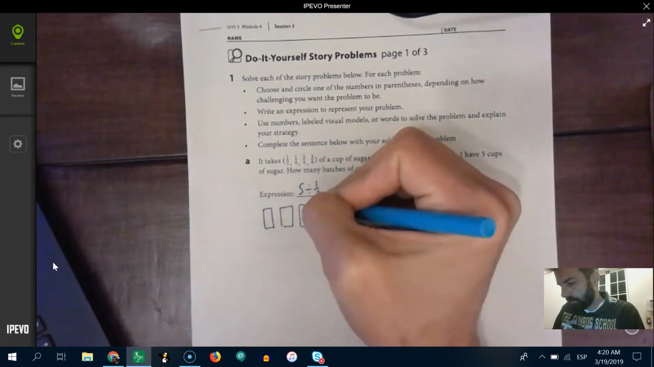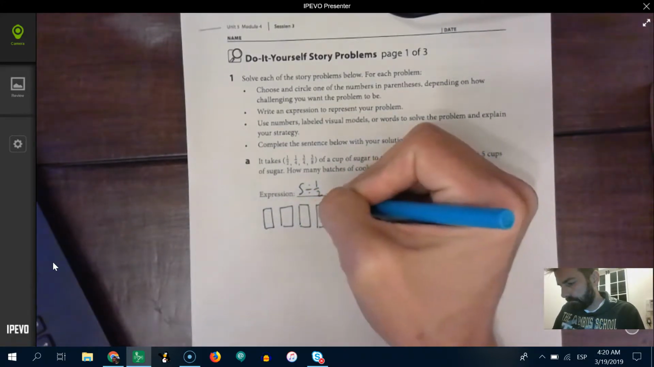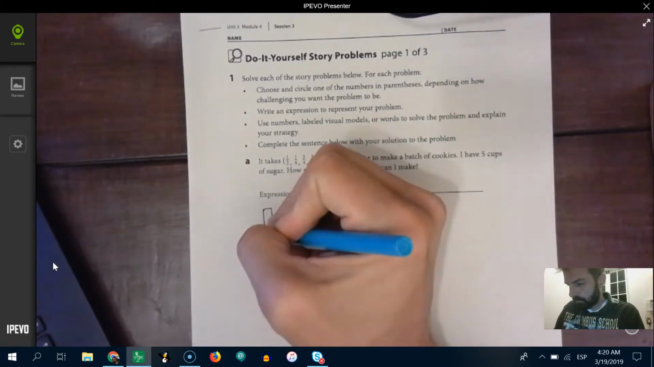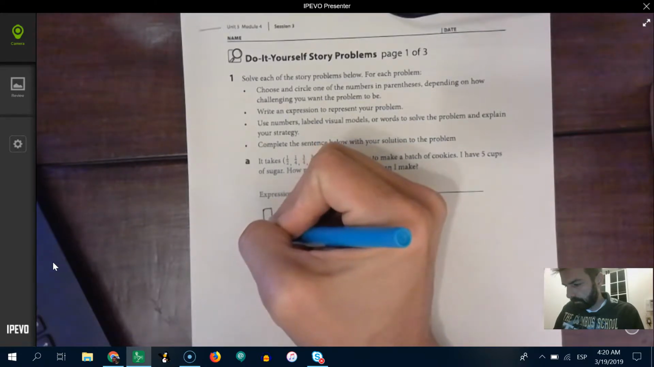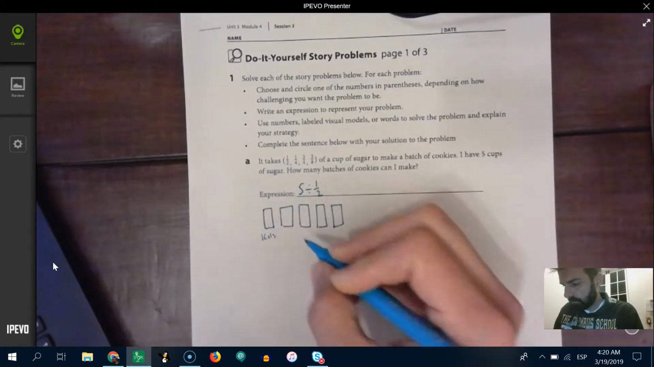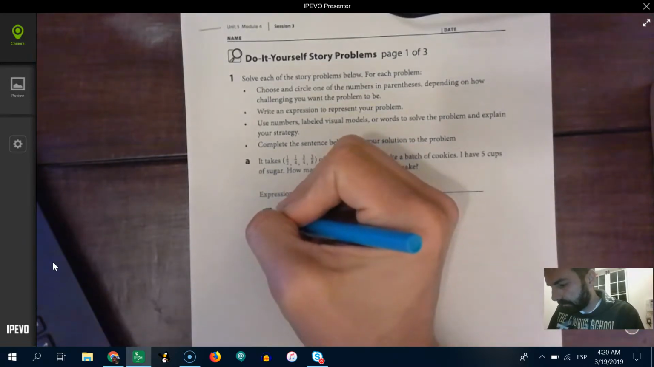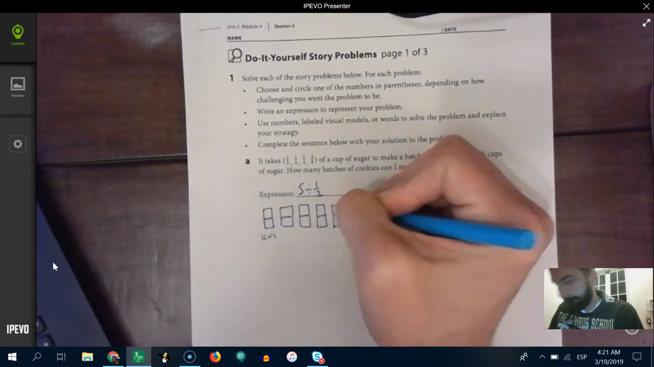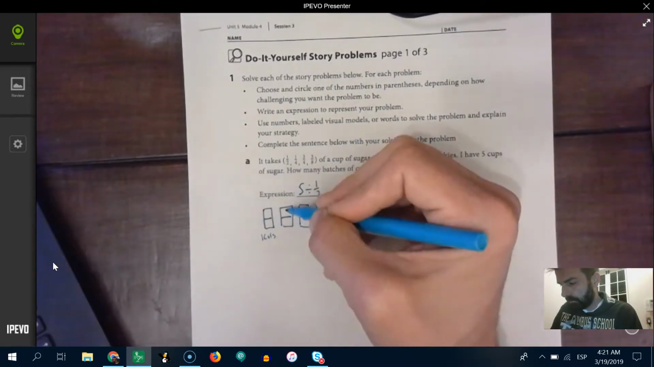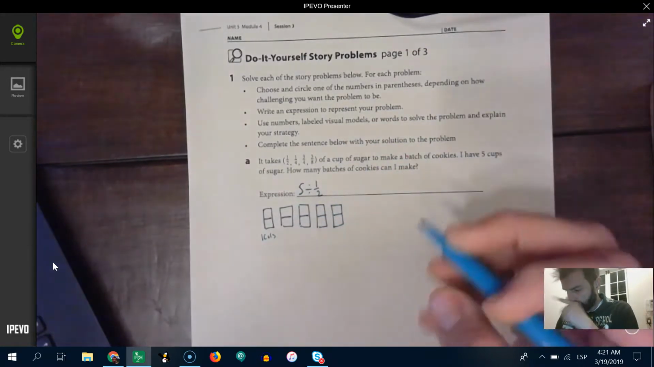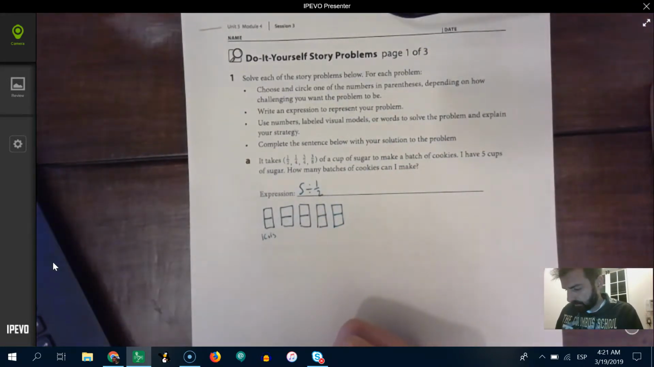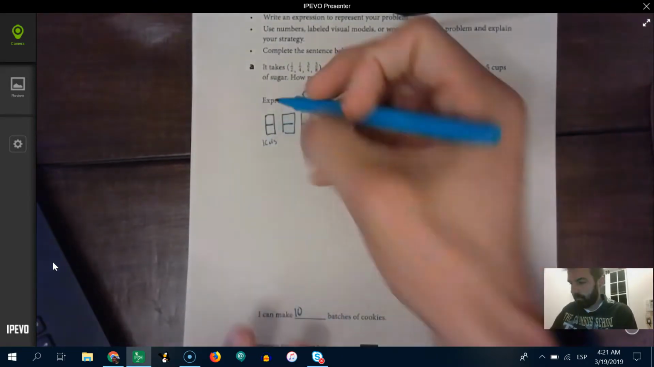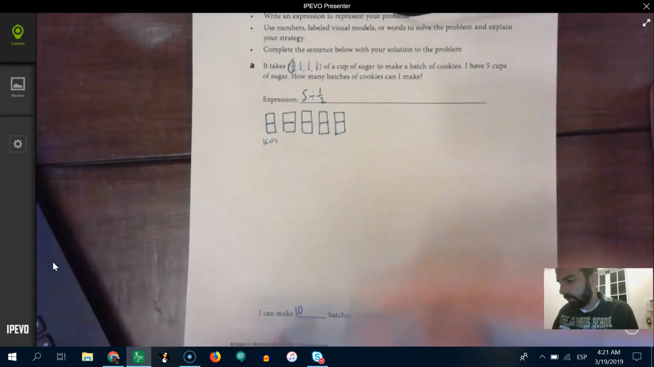These are my cups of sugar. This is 1 cup of sugar. So I have a total of 5 there, and I'm going to split each one into half. So I have 1, 2, 3, 4, 5, 6, 7, 8, 9, 10. So I can make 10 batches of cookies. So that was for a half.